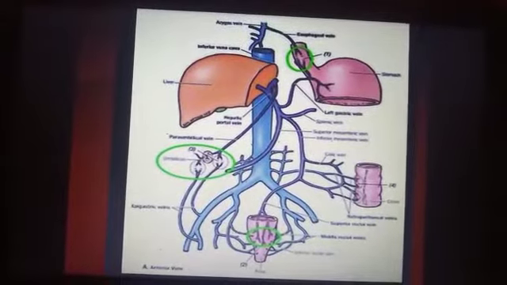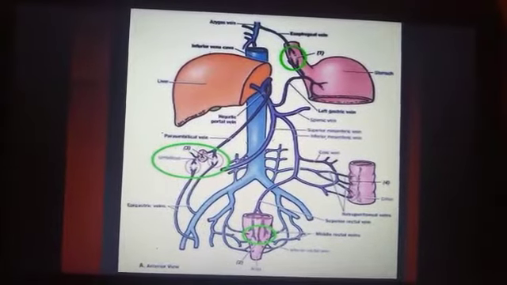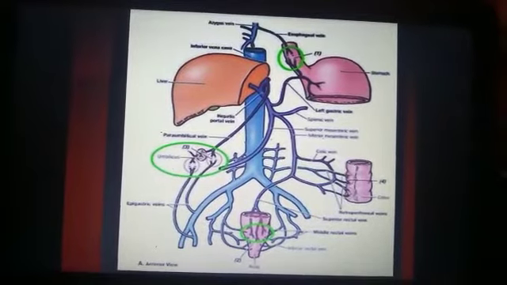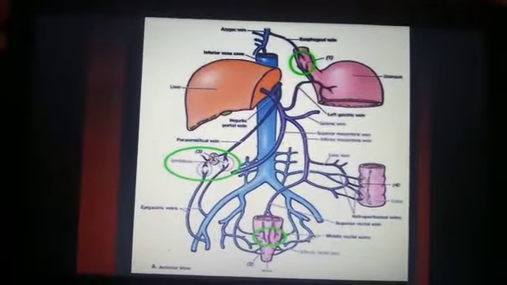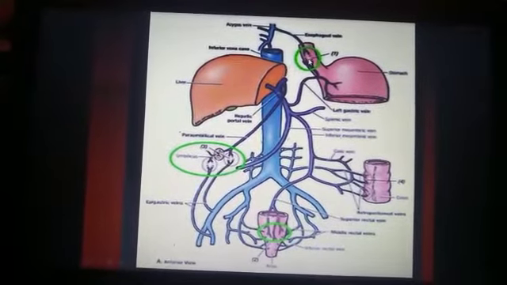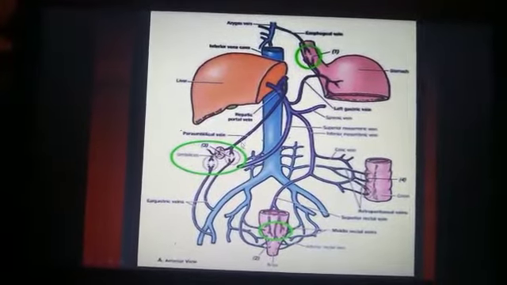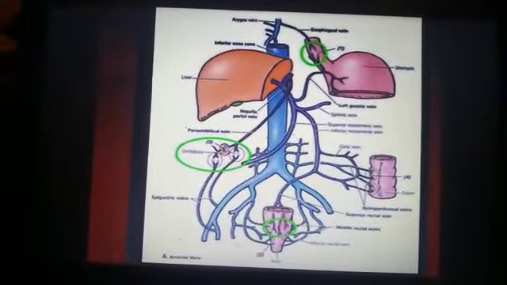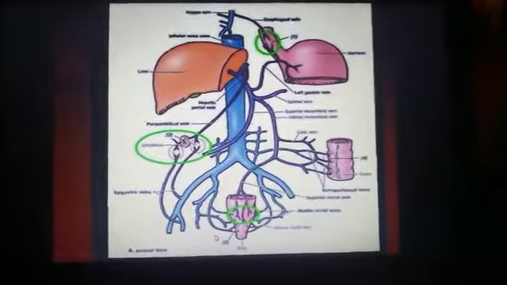This is the diagram. You can see here the veno-venous circulation. These are different areas of anastomosis. You can see with the green circle the lower part of the esophagus. This one is the umbilicus, rectum. These are all areas of the portal anastomosis.